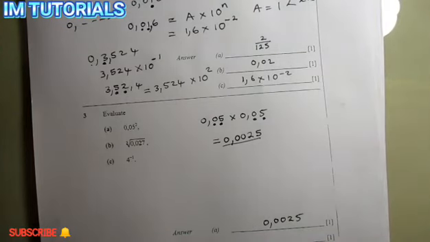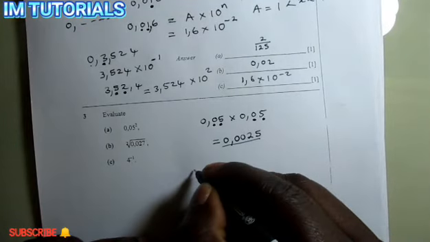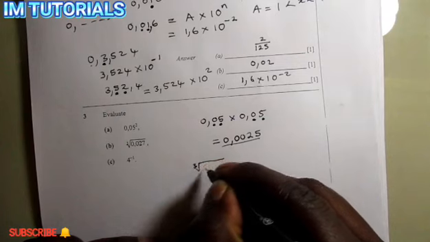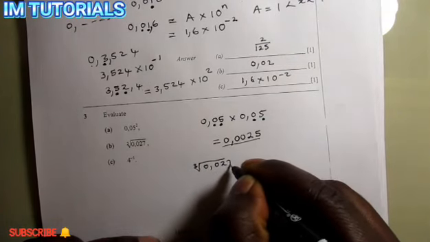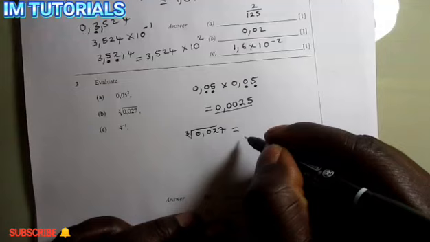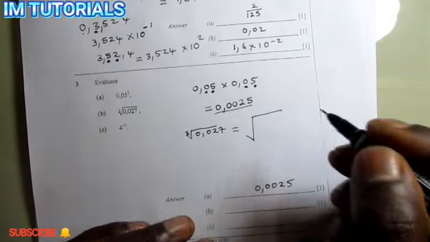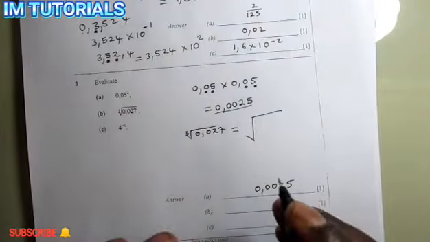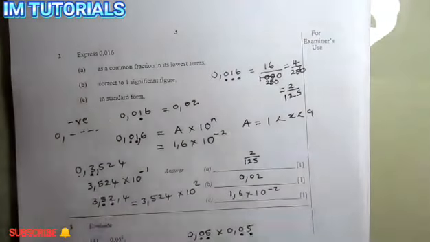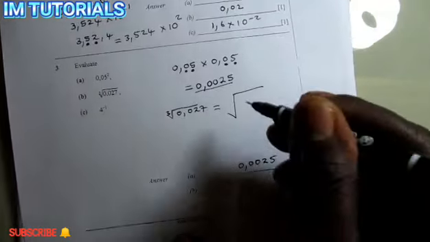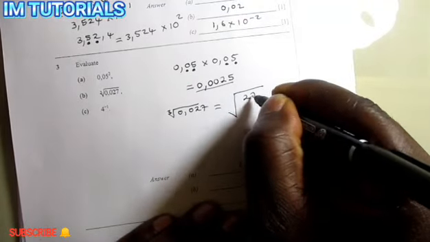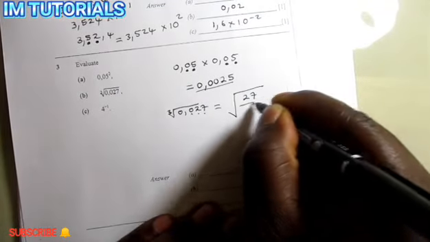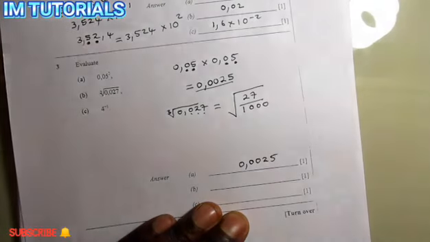Evaluate the cube root of 0,027. Right, so to find the cube root of 0,027, the first thing to do is to express 0,027 as a fraction. Likewise, like what we did on 0,016, where we divided 16 by 1000 because we had 2 decimal places, in this case I'm going to start by writing 27. Since we have 3 decimal places, it means I'm going to divide 27 by 1000.